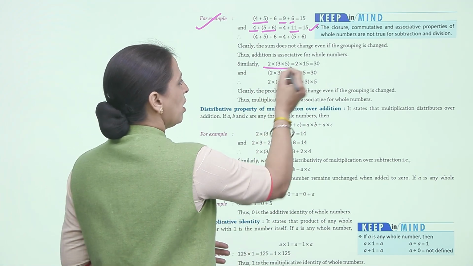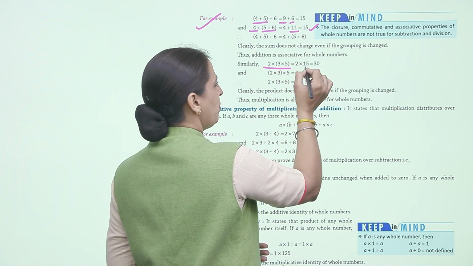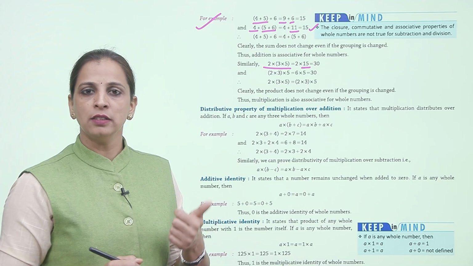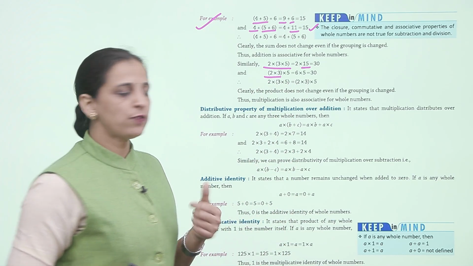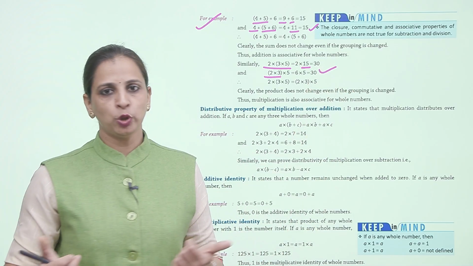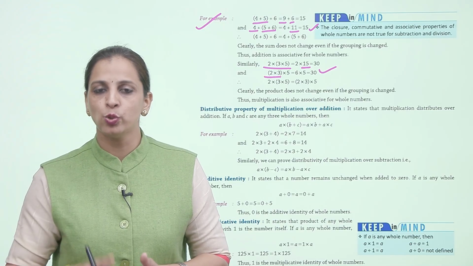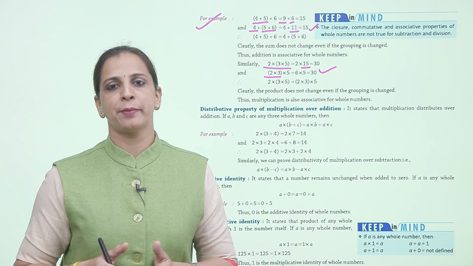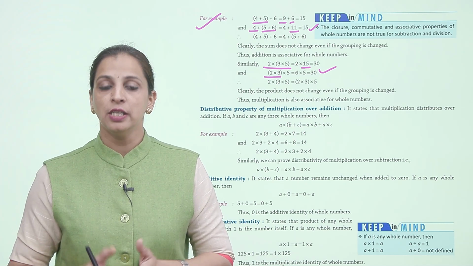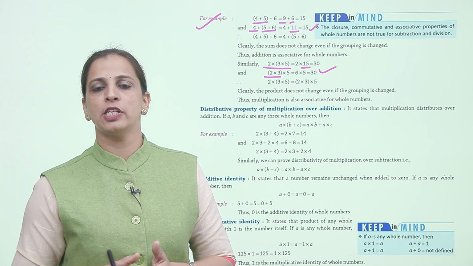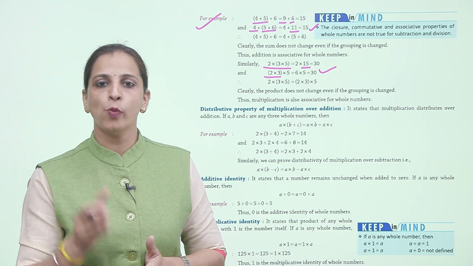Similarly, 2 multiplied by (3 multiplied by 5). So, 3 multiplied by 5 is 15 and 2 15s are 30. Next, (2 into 3), 2 3s are 6, 6 5s are 30. Again 30 in both the situations. So, 2 multiplied by (3 multiplied by 5) is equals to (2 multiplied by 3) multiplied by 5. Clearly, the product does not change even if the grouping is changed. Thus, multiplication is also associative for whole numbers. Now, distributive property of multiplication over addition.